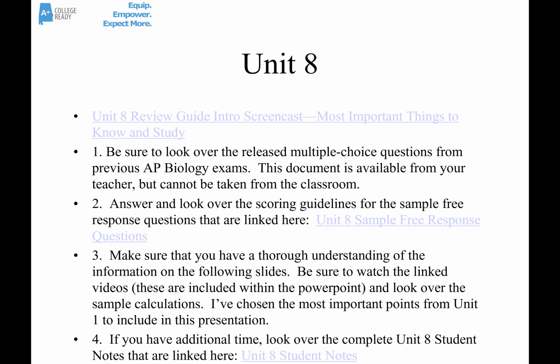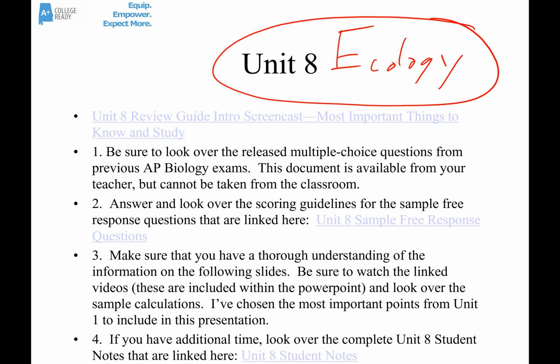All right, so let's talk about our final unit, Unit 8. Unit 8 covers a topic related to ecology. It's a big unit, and there are lots of questions on the AP exam every year about this unit, so it's an important one to know.